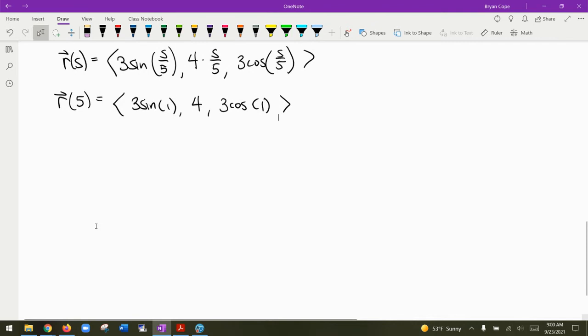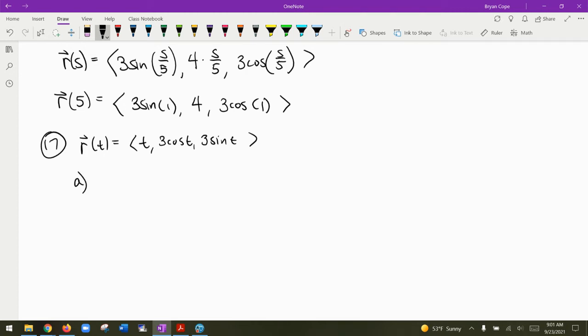Okay, 17 is next. It says, find the unit tangent and unit normal vectors, and use formula 9 to find the curvature. So here's where I'll try and do this by hand, and if it gets messy, then we'll go to the calculator. So r of t equals t, 3 cosine t, 3 sine t. Okay, so we're going to ignore the unit normal vector. We're not going to do that. So part A, unit tangent vector.